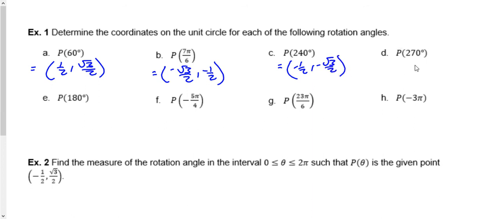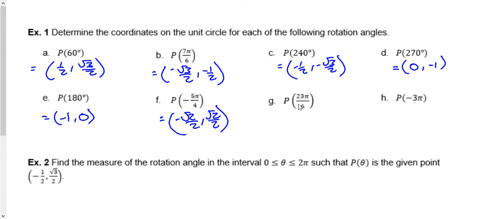270, you're right on an axis, that's right at the bottom of the y-axis, so you're at 0, -1 there. 180 is also on an axis, that's to the left of your x-axis, so this is now -1, 0. Negative 5 pi over 4, you've got to count clockwise, and so you'd end up in quadrant 2, and you'd be about 135 degrees there. So 135 degrees is also the same thing as saying negative root 2 over 2 and positive root 2 over 2.